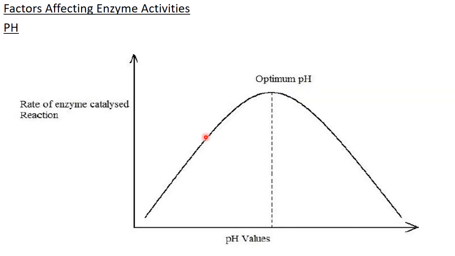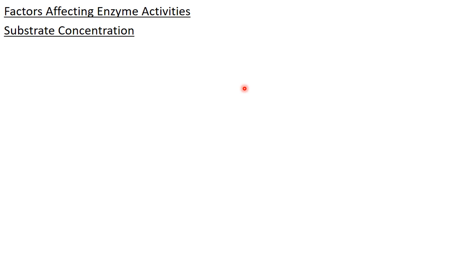We can use this graph to understand what I'm trying to explain. Again, going this side, pH values, and this side, rate of enzyme catalyzed reaction. For pH, each enzyme has one pH at which it works best, the optimum pH. At any pH other than the optimum pH, the enzyme's activity decreases, or it won't work at its best. Another factor that affects the rate of an enzyme catalyzed reaction is substrate concentration.